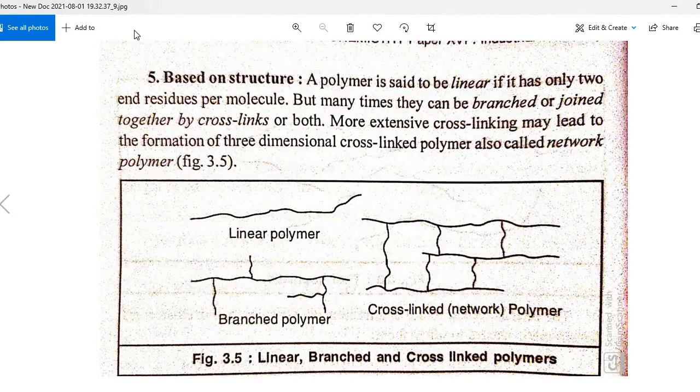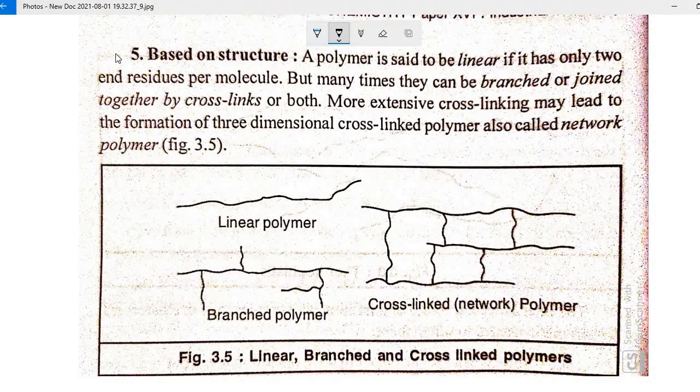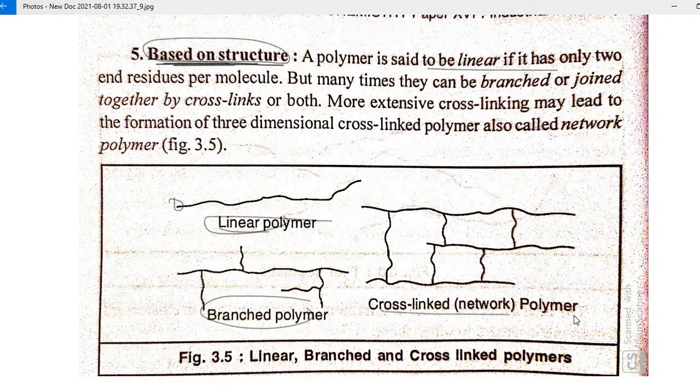Now we will see the last classification of polymers, based on the structure. A polymer is said to be linear if it has only two ends. Okay, तर बघा, a polymer is said to be linear if it has only two ends per molecule. तर हा एक एंड इथे बघू शकता, लिनियर पॉलिमर्स. याच्यामध्ये आपल्याला 3 टाईप बघायचे आहेत, लिनियर पॉलिमर, ब्रँच्ड पॉलिमर अँड क्रॉस लिंक्ड पॉलिमर.